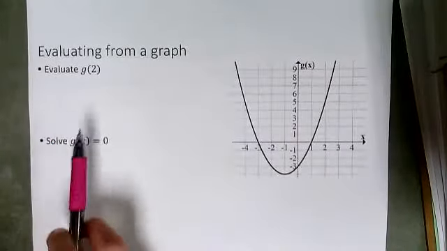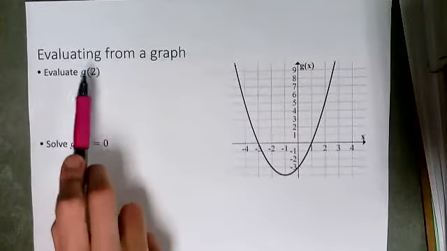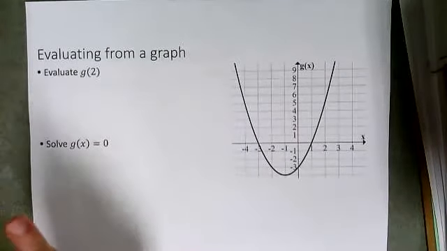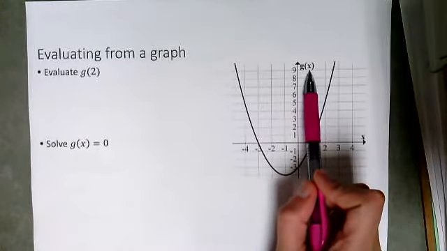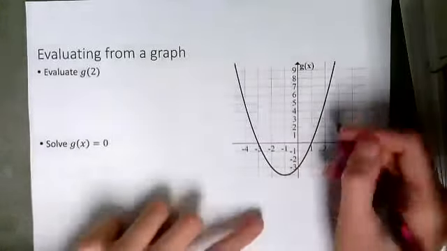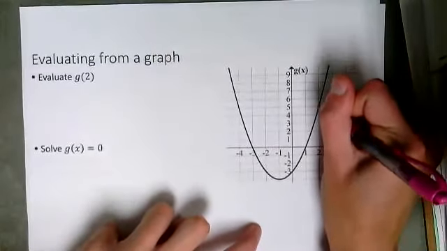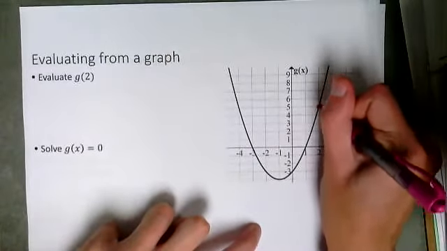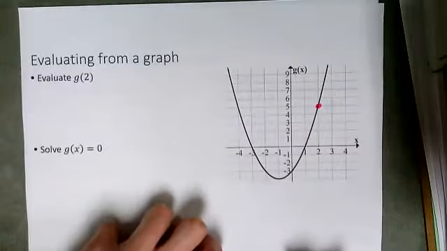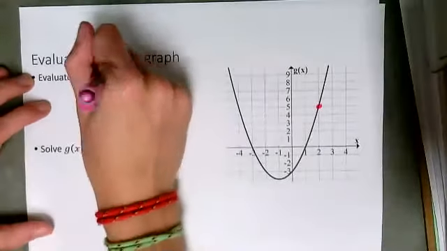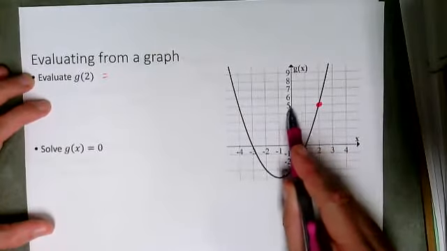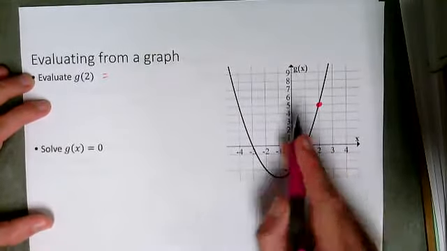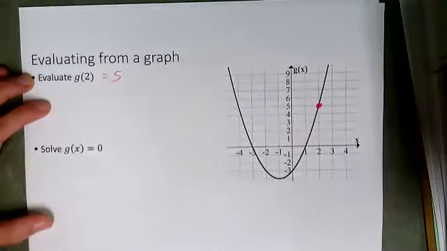That means we are trying to find out what our quote-unquote y value is. We're trying to find g of x when x is 2. So x is 2 is right over here. We trace that up on our graph, and g of 2 is going to be, read off the corresponding y value, and we get 5.